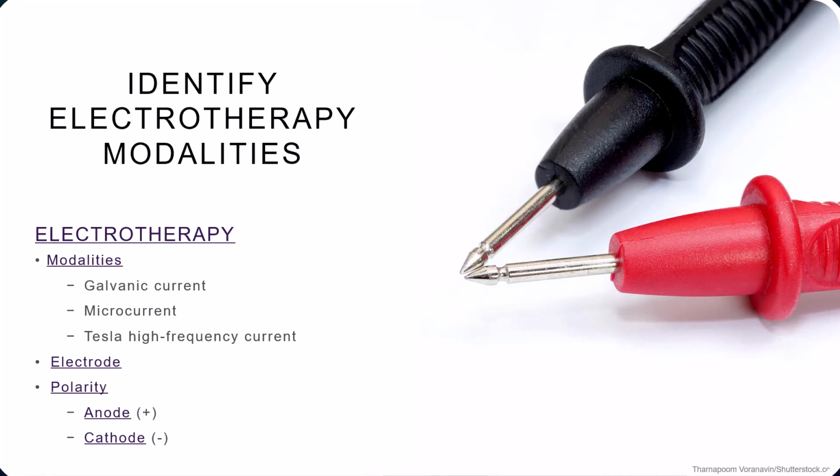Cathodes are the negative electrodes. Usually they're black or marked with an N or negative sign, and those negatively charged electrons from the cathodes are what flow to the positively charged anodes and cause different reactions in the skin or with different products that are on the skin.